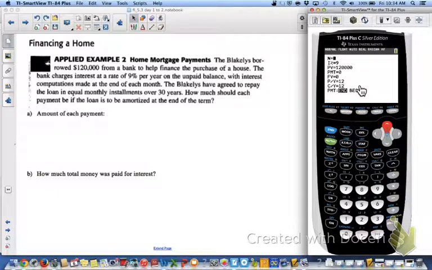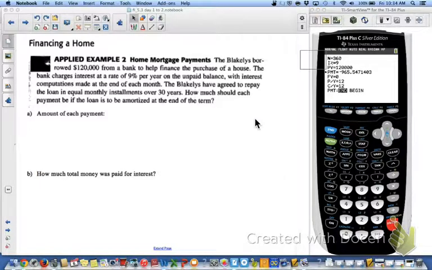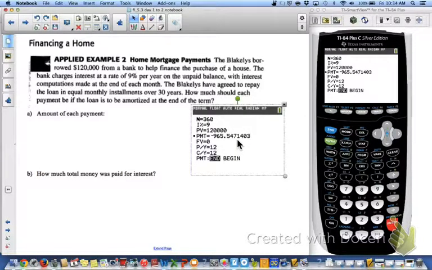So the N is 30 years times 12 months per year. So you actually make 360 total payments, 360 compoundings. We want the future value to be 0 because we want to pay this thing off. So we have to solve for the payment. So the amount of each payment, we hit alpha solve, and that gives us 965.55 actually. So how much total was paid for interest?